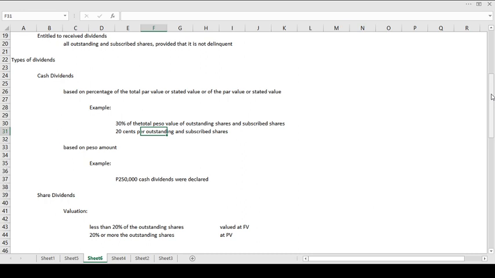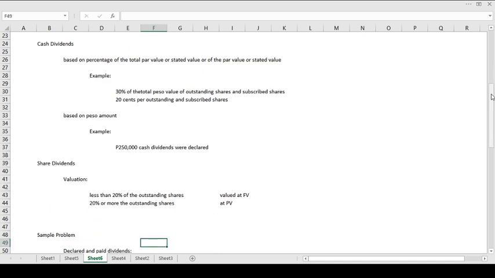And then we have the second type of dividends, the share dividends, okay? So, ito, importante to guys, ha, yung share dividends. We have two classes of valuation of share dividends. If the dividends are declared less than 20% of the outstanding shares, for example, the outstanding shares is 100,000 shares, no? And then the company declared 15% of the outstanding shares. So it means that is 15,000 shares only that can be declared as dividends. Okay? So if it is below 20%, the value of the dividends must be at fair value. Take note, at fair value.